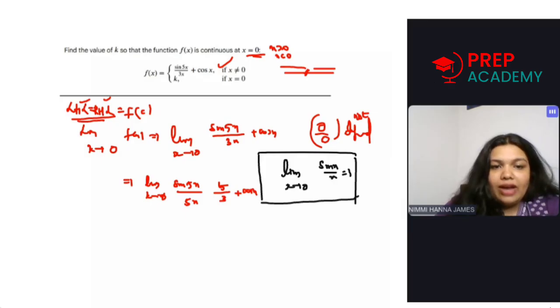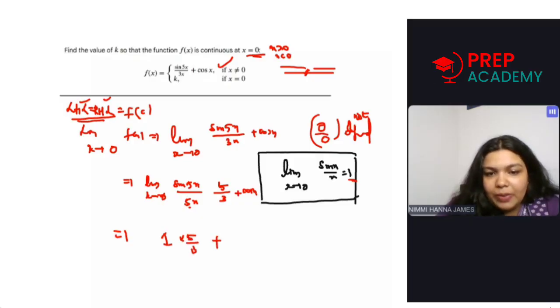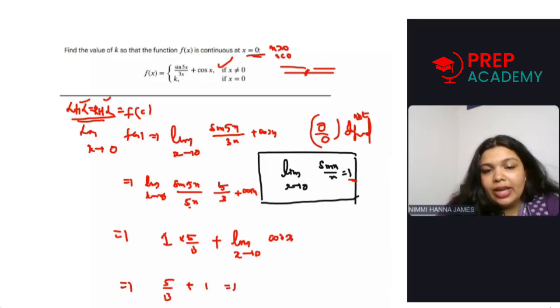Okay, now we are applying this limit. So limit sin x by x is equal to 1 means limit x tending to 0 of sin 5x by 5x is equal to 1. So this is 1 into 5 by 3, plus here we also apply the limit x tending to 0 of cos x, that is cos 0 is 1. So that is 5 by 3 plus 1, which implies 5 by 3 plus 3 by 3. Taking the LCM, we get 8 by 3. So we get the LHL and RHL as 8 by 3.